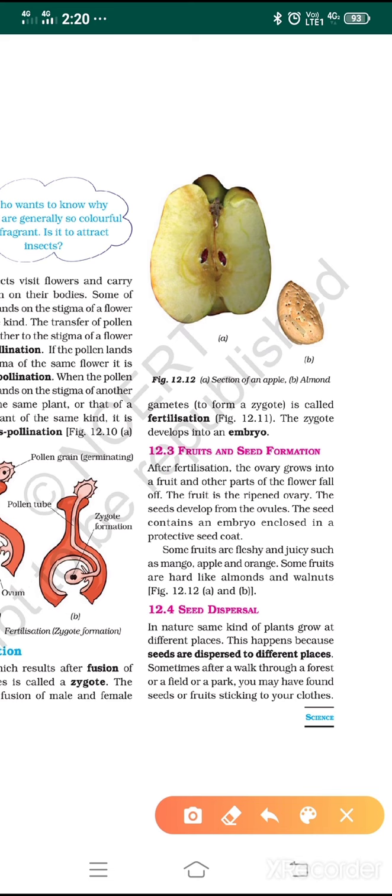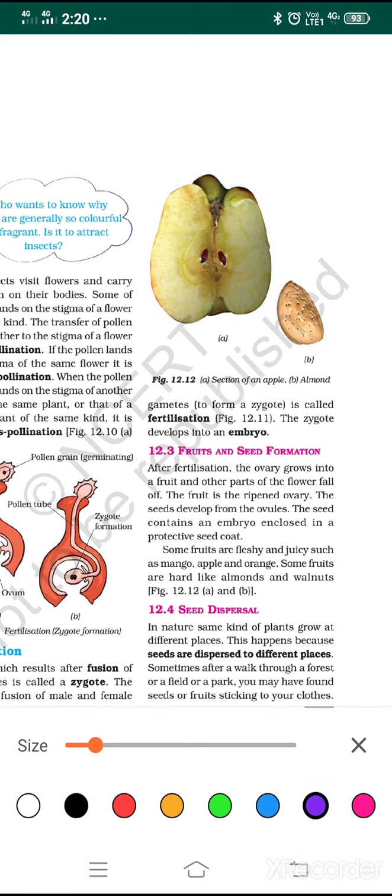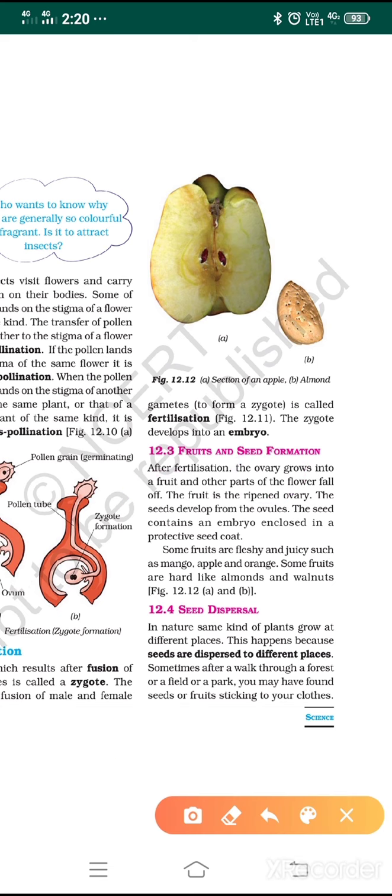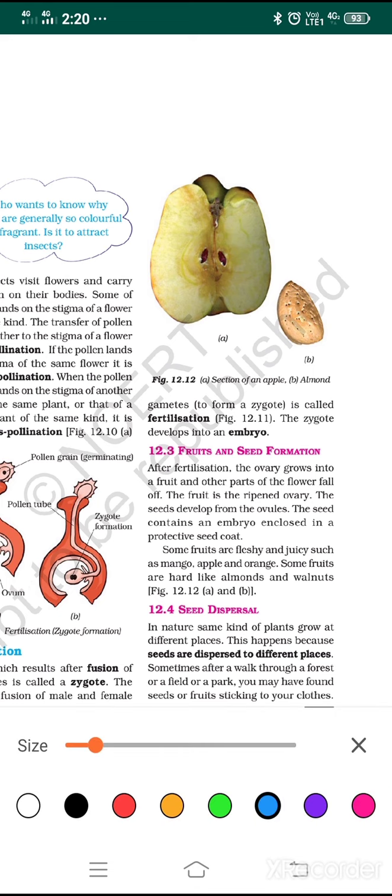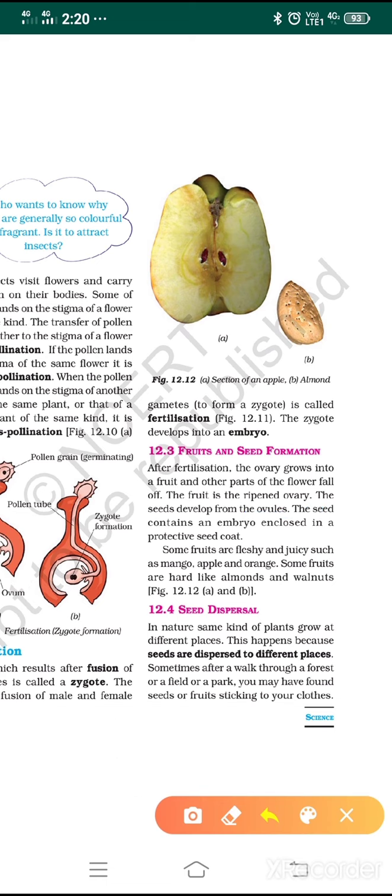You have to remember, if the question is asked which part of the flower grows into a fruit, you need to answer that it is the ovary. You have to remember this concept. The fruit is the ripened ovary. So what is a fruit? The fruit is the ripened ovary. The ovary becomes ripened, and that ripened ovary is nothing but the fruit.